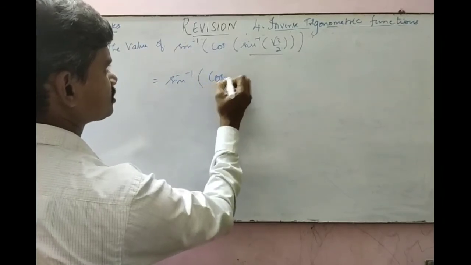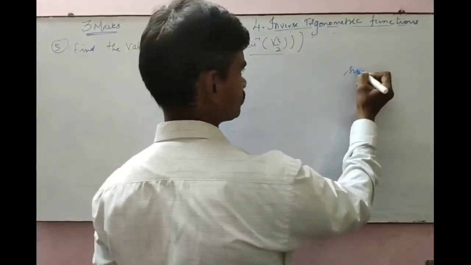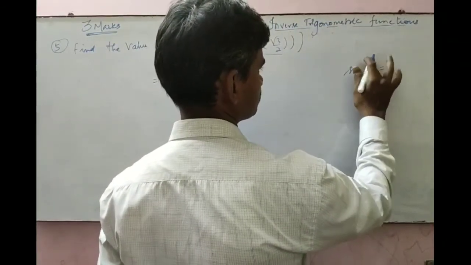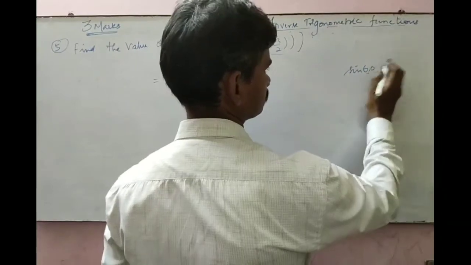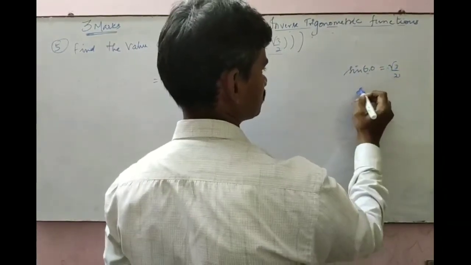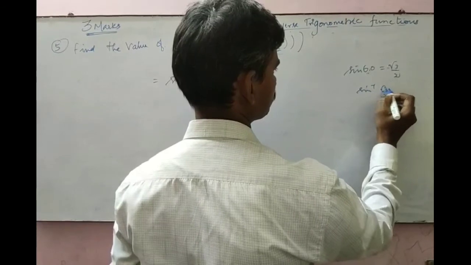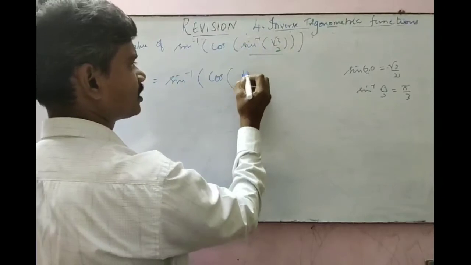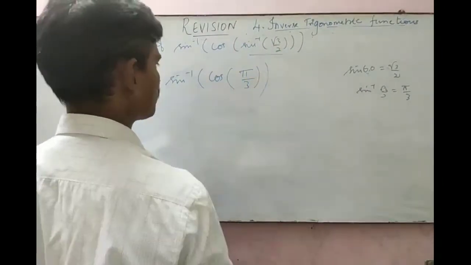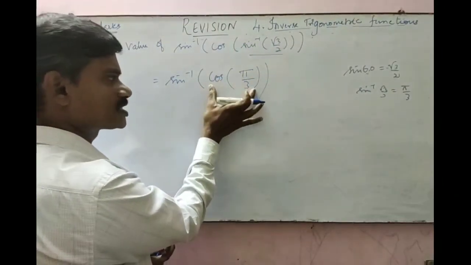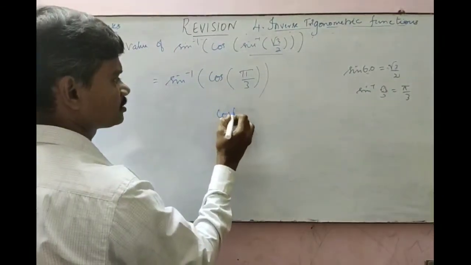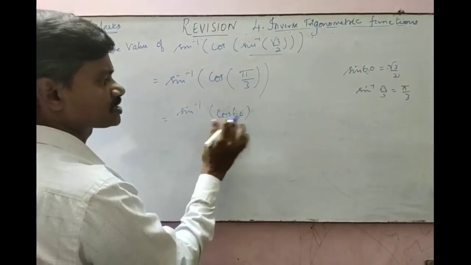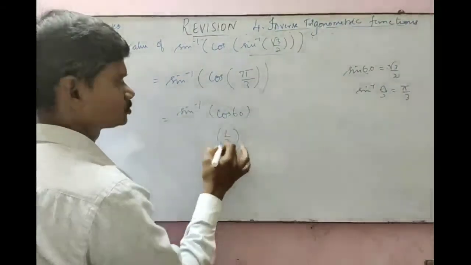Sin inverse of cos, sin inverse of root 3 by 2. Sin which degree is root 3 by 2? Sin 60 degree is root 3 by 2. So sin inverse of root 3 by 2 is equal to 60 degree, that is pi by 3. Now look at this cos pi by 3. This is cos theta. What is cos 60 degree? Cos theta means cos 60. You can straight away substitute cos 60 as 1 by 2.